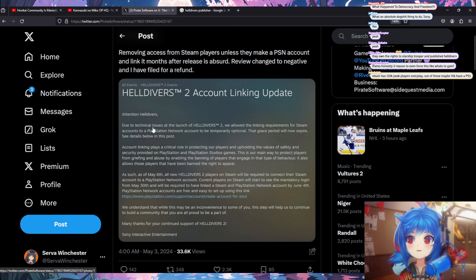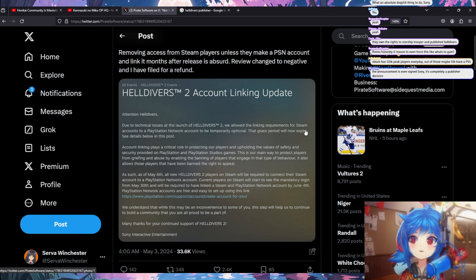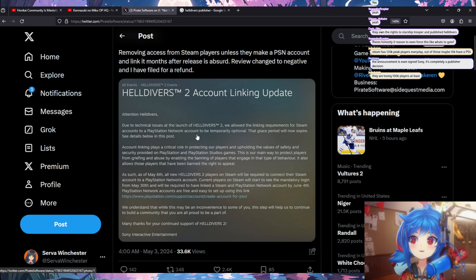So here, due to technical issues at the launch of Helldivers 2, we allowed the linking requirements of Steam accounts to a PlayStation Network account to be temporarily optional. The grace period will now expire. So account linking plays a critical role in protecting our players and upholding the values of safety.